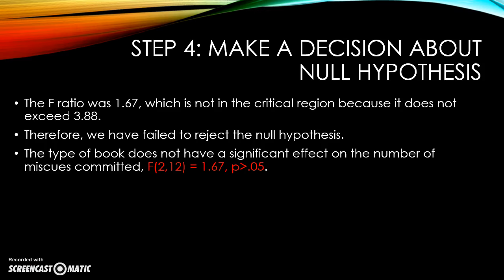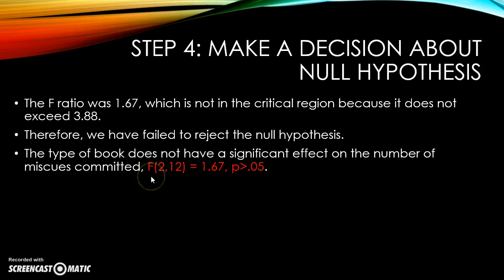Now if 1.67 was greater than 3.88, say we found a higher F ratio, we would have rejected the null hypothesis. But in this case, since 1.67 does not exceed 3.88, our critical value, we have failed to reject the null hypothesis. We can interpret that as the type of book does not have a significant effect on the number of miscues committed by the students that we observed.